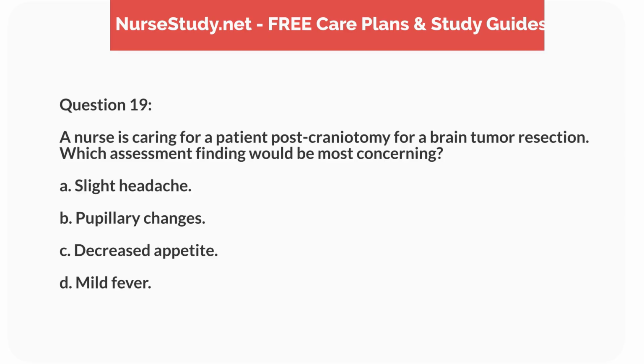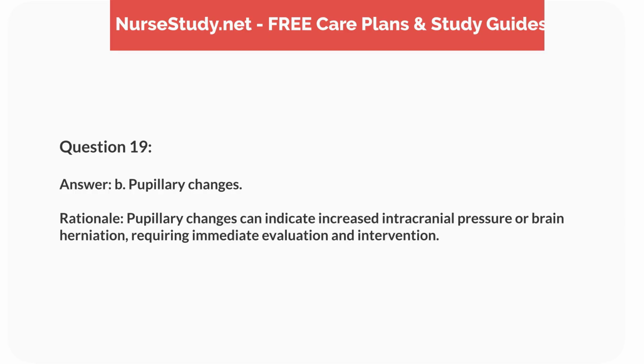Question 19. A nurse is caring for a patient post-craniotomy for a brain tumor resection. Which assessment finding would be most concerning? A. Slight headache. B. Pupillary changes. C. Decreased appetite. D. Mild fever. Answer: B. Pupillary changes. Rationale: pupillary changes can indicate increased intracranial pressure or brain herniation, requiring immediate evaluation and intervention.